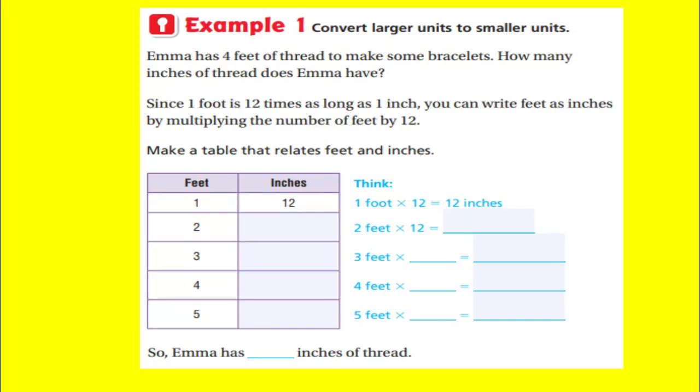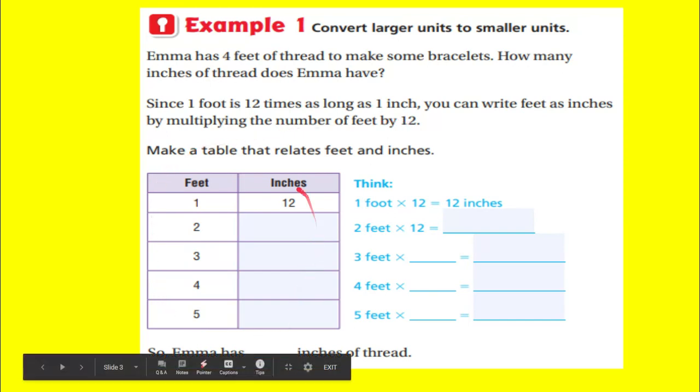Example 1. Emma has 4 feet of thread to make some bracelets. How many inches of thread does Emma have? Since 1 foot is 12 times as long as 1 inch, you can write feet as inches. So we're going to switch it. We're going to convert it. We're going to change it. You're going to multiply the number of feet by 12. And here you see something that you already know. It kind of, sort of looks like the multiples chart.